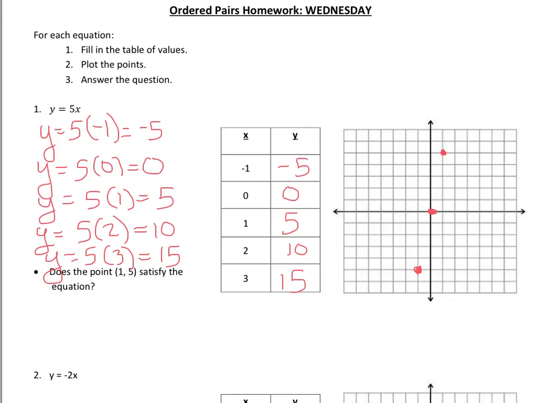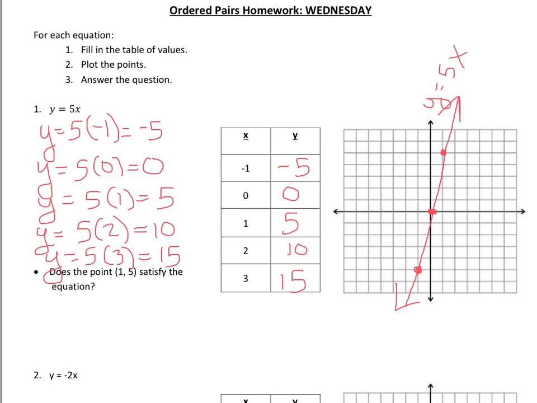I can't fit 2, 10 or 3, 15, but with those 3 points right there, I can draw my line to the best of my ability. I will put arrows on both ends because the line goes on forever and ever. I'm also going to label my line, so I'm going to label it as y equals 5x.